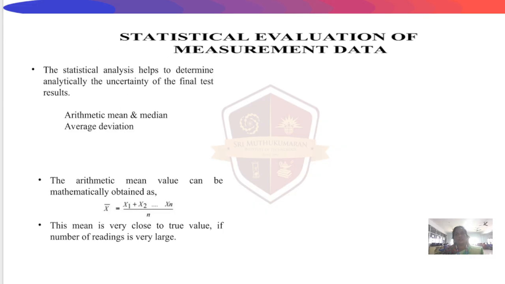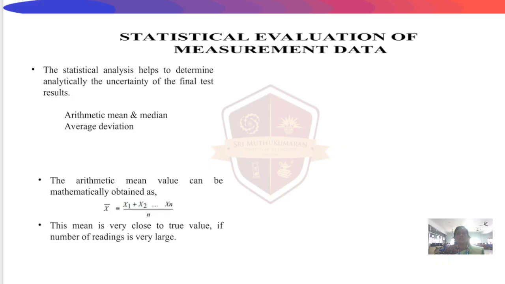Now let us see why we use statistical analysis in measurements. Statistical analysis helps us to determine the uncertainty of the final test result in an analytical way. That means instead of guessing how accurate our result is, we use mathematical methods to find how reliable the measurement is. For this purpose, we mainly use parameters like arithmetic mean, median, and average deviation. These quantities help us understand how the measured values are distributed and how close they are to the true value.